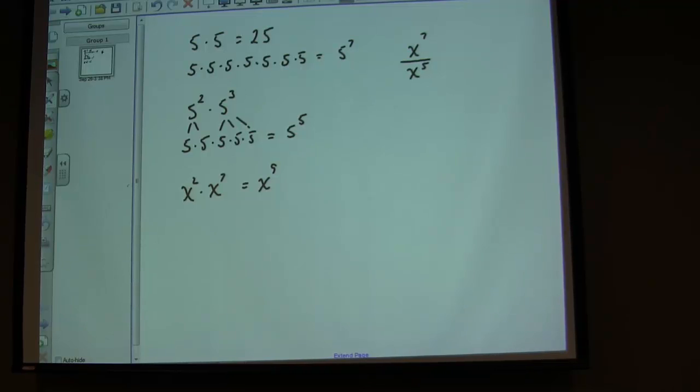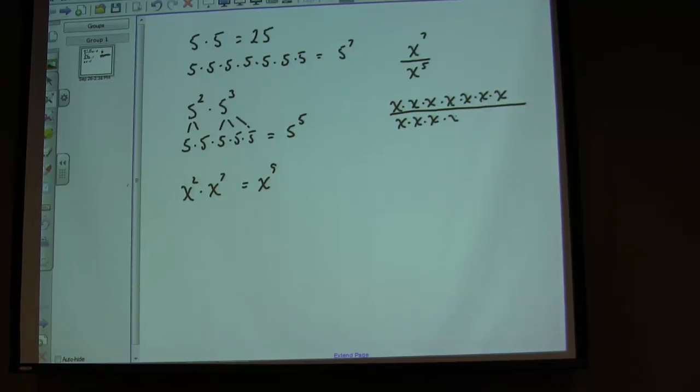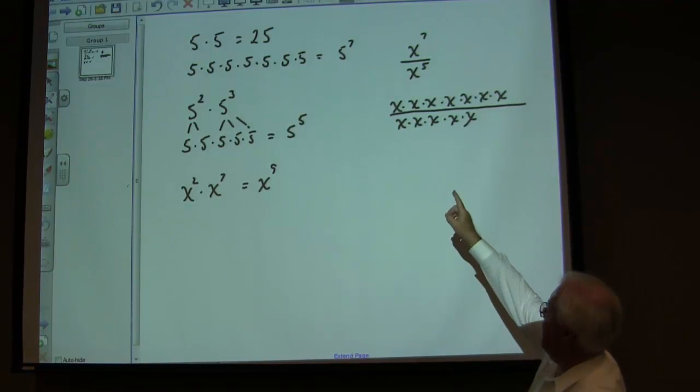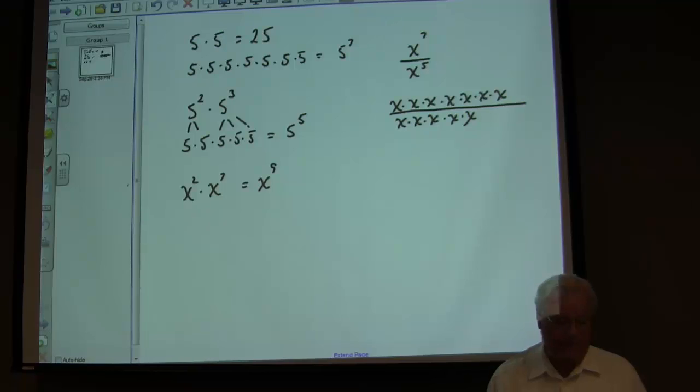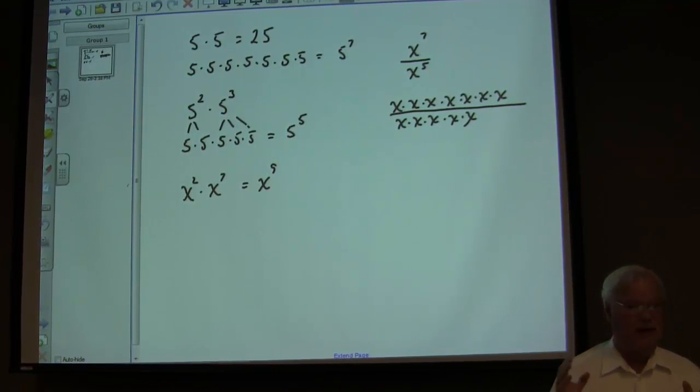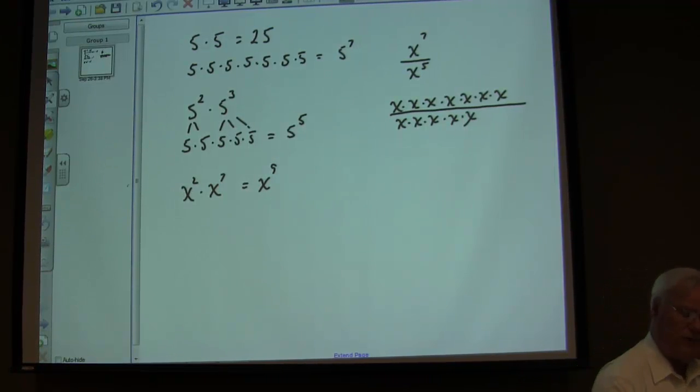Well, let's write it out in multiplication. That's x times x times x times x times x times x times x. There's 7 x's divided by x times x times x times x times x. There's 5 x's. So on the top, 1, 2, 3, 4, 5, 6, 7. On the bottom, there's 1, 2, 3, 4, 5. But we know that anything over itself is 1.